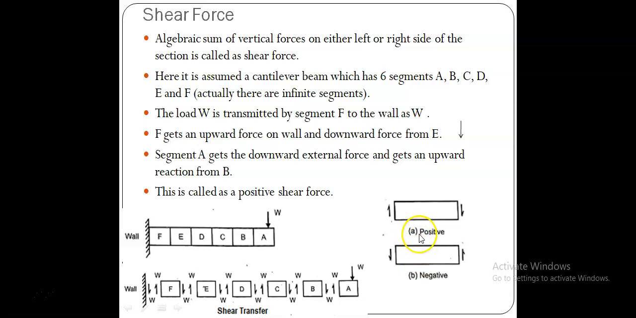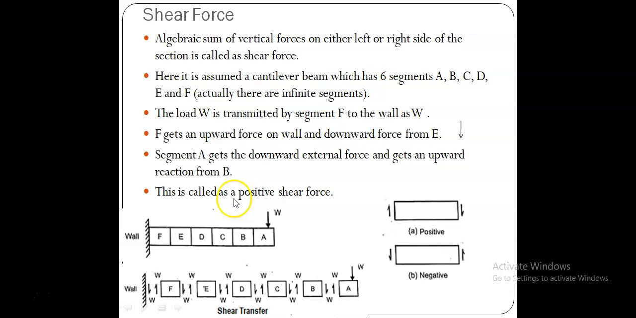Any section, suppose we take this section, and this one is the left side and this one is the right side. Left up means positive, right down means positive, whereas left down means negative, right up means negative. Like that, we use the sign convention to find the algebraic sum of vertical forces at any particular section in order to calculate the shear force.